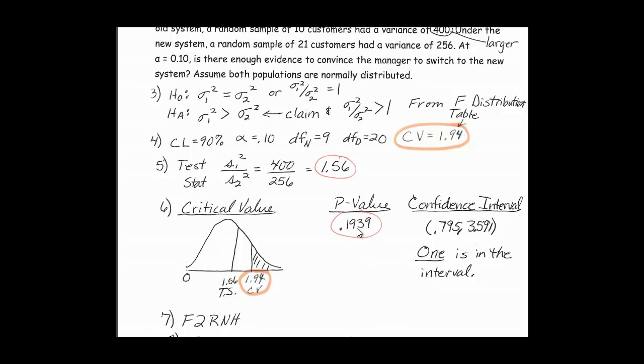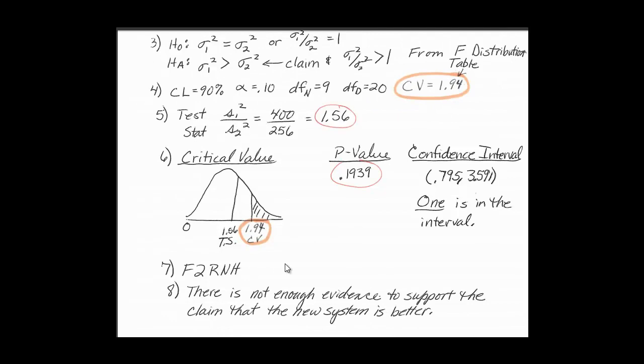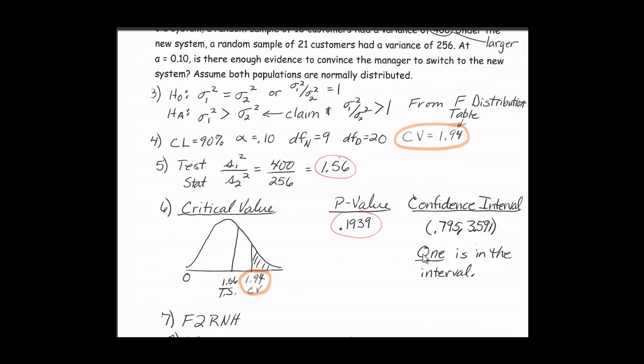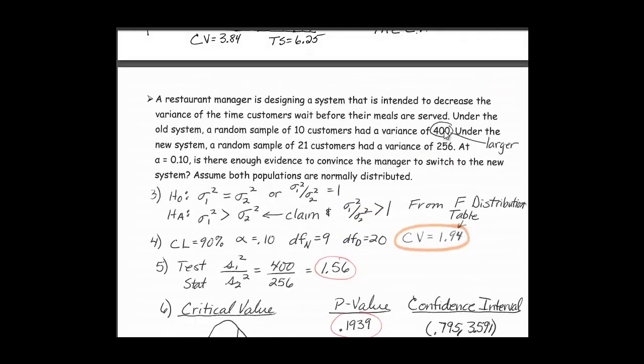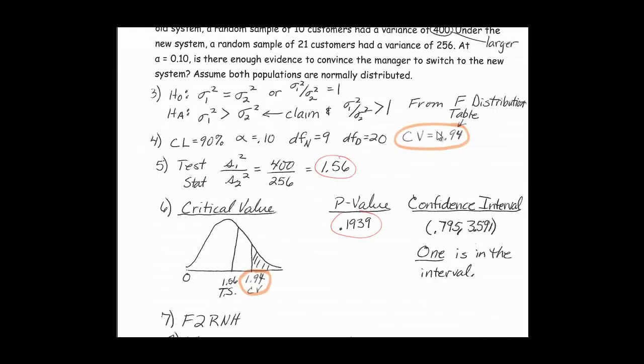But the p-value is high, the null must fly. We can see our test statistic is not in the rejection zone, so we would fail to reject the null hypothesis. There is not enough evidence to support the claim that the new system is better. And I would assume that that old variance of 400 is somewhat higher than the 256, but that small sample size probably gave that less power.